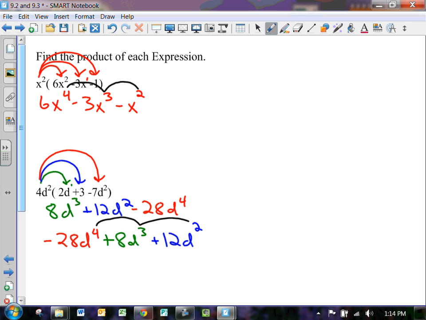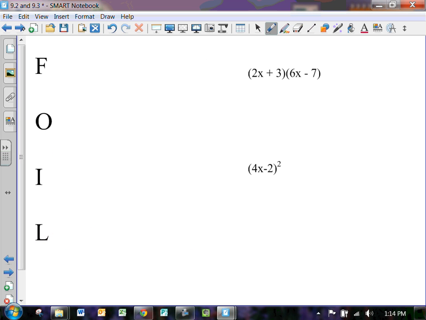So now we're going to look at something a little more complicated, and that is called FOIL. FOIL is an acronym, meaning that it is a set of letters that stands for a word or a phrase. In this case, FOIL is all about order. This is the firsts multiplied together. This is the outers multiplied together. These are the inners multiplied together. And these are the lasts multiplied together. And what that means is it's the order in which you're multiplying.